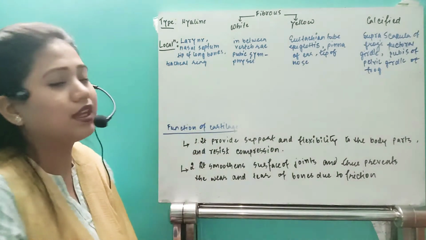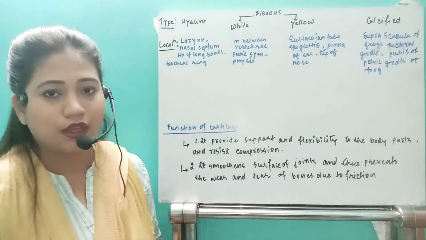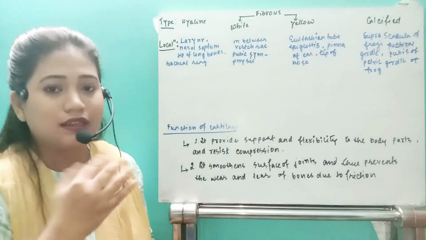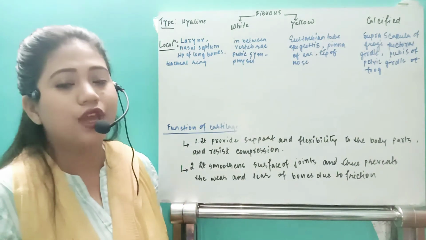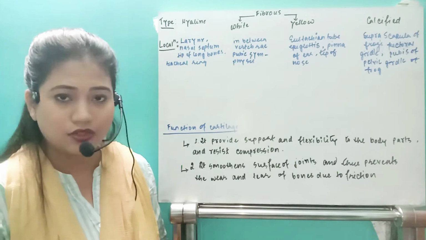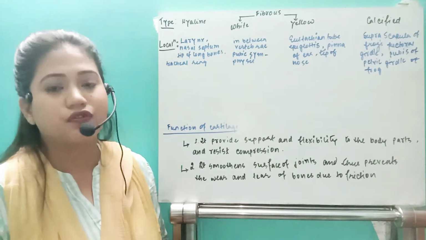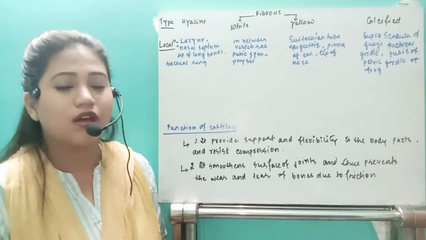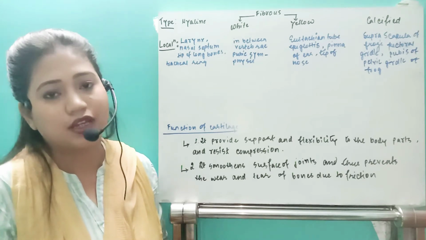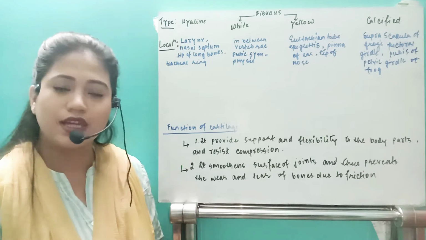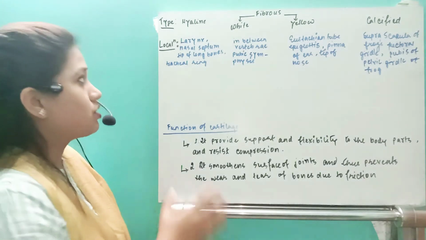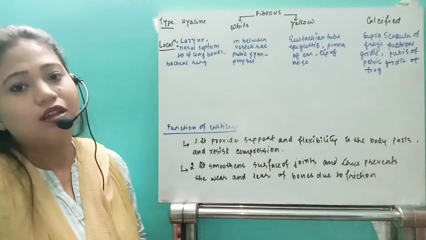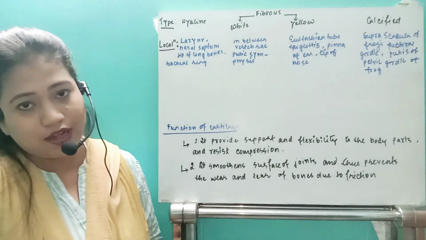Next one, the tracheal ring. The windpipe is the trachea. On its lining, along its diameter, we have C-shaped cartilage. I will tell you about that C-shaped cartilage's function and location in another chapter, breathing and exchange of gases, in detail. For now, remember that this tracheal ring is also hyaline cartilage.